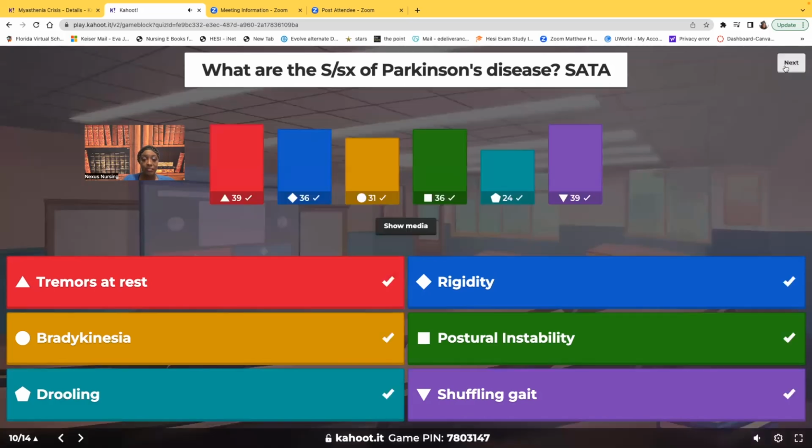All of them. So we know that a Parkinson's patient doesn't have enough dopamine, and what you see are TRAP symptoms. TRAP: T, tremors at rest. So even when the hand's at rest, you'll see the hand doing this. Take a look at my hand, guys, just like this, right?